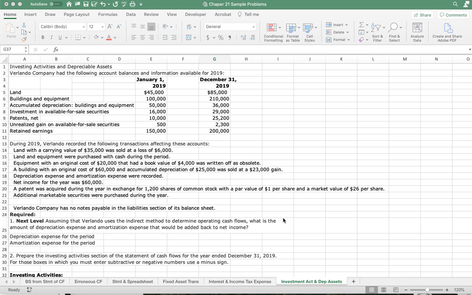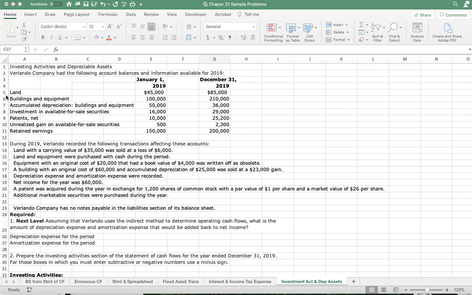Looking at investing activities and depreciable assets, we're given what doesn't seem like exactly enough information, and we have to fill in the blanks to figure out the numbers that should be used on the cash flows. So Verlando Company had the following account balances and information available for 2019.